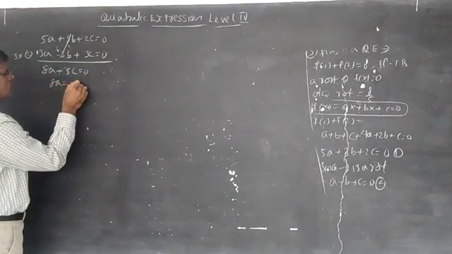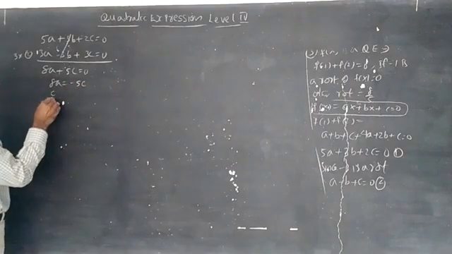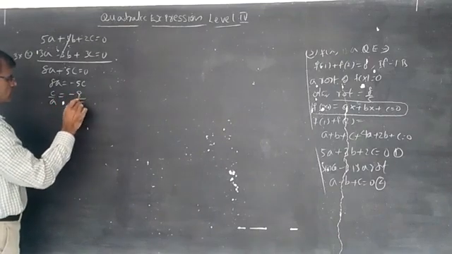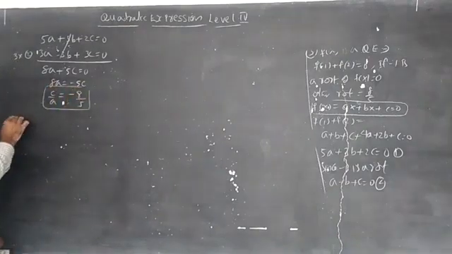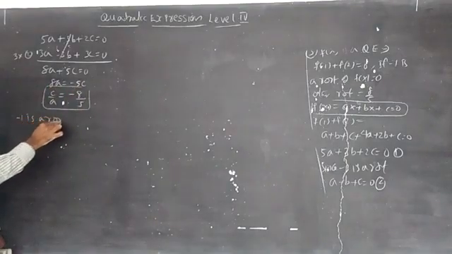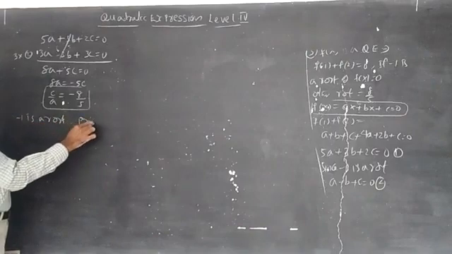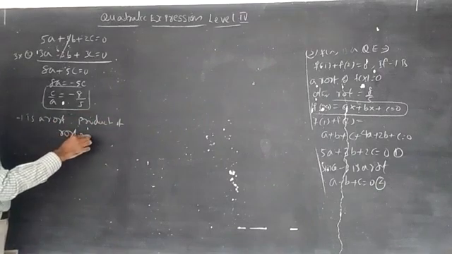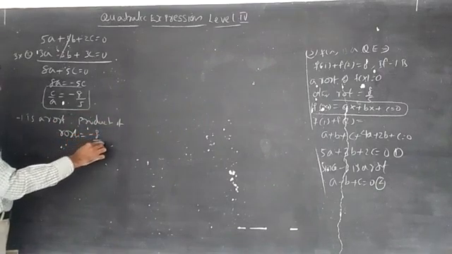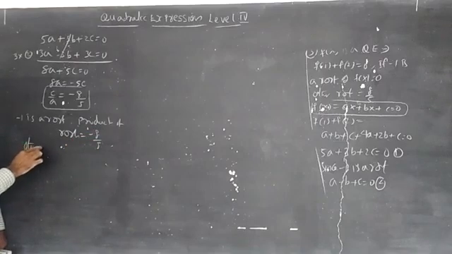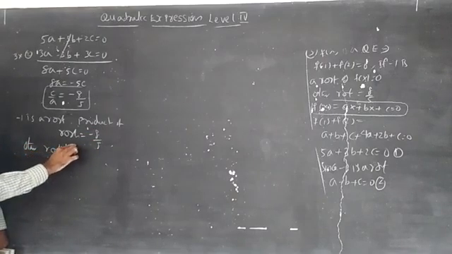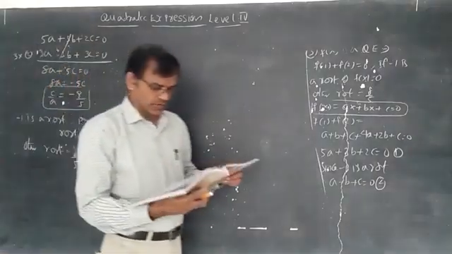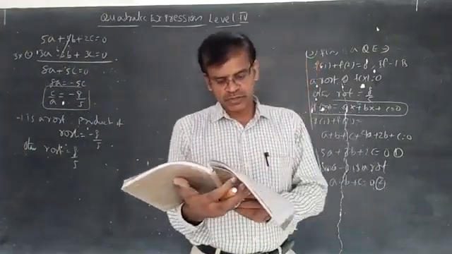So 8a is equal to minus 5c. C by a you can understand as minus 8 by 5, correct. Minus 1 is a root, that is already known. Therefore, c by a means product of roots. Product of roots is equal to minus 8 by 5, we got. Since the product of roots is minus 8 by 5 and one root is minus 1, we can say undoubtedly the other root is 8 by 5. It is correct. Statement 1 is correct. Now let us read the reason.